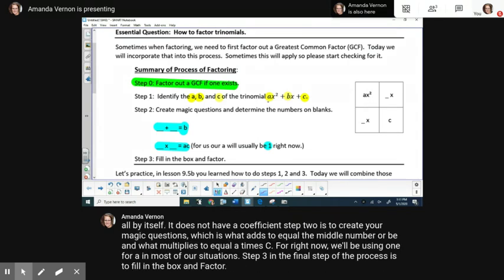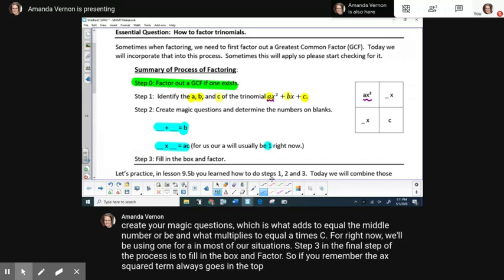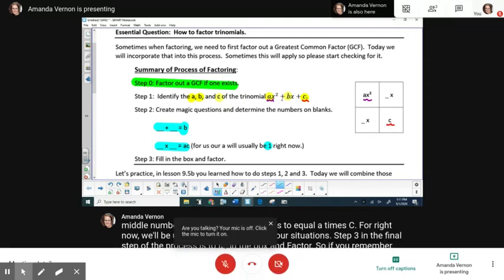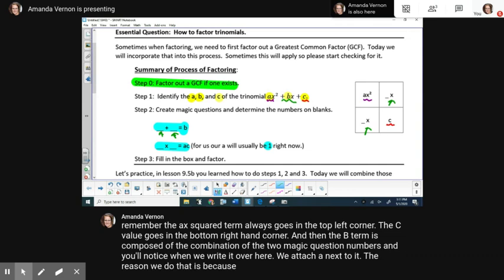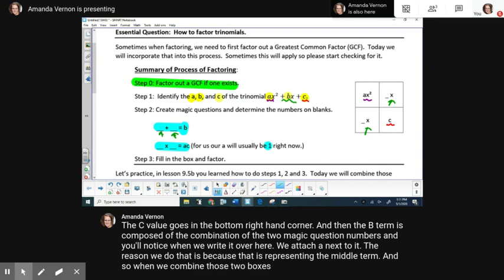So if you remember, the ax squared term always goes in the top left corner. The C value goes in the bottom right-hand corner. And then the B term is composed of the combination of the two magic question numbers. And you'll notice when we write it over here, we attach an X to it. The reason we do that is because that is representing the middle term. And so when we combine those two boxes, it should equal BX in our sample here.